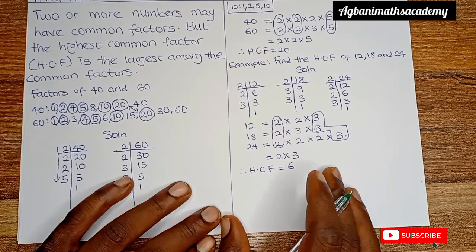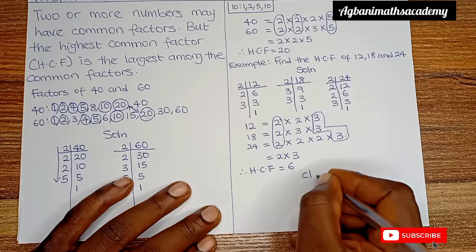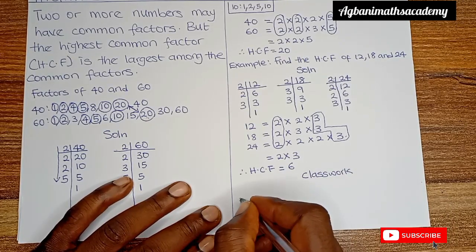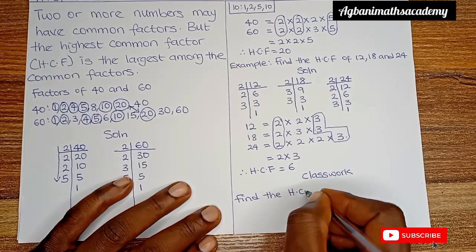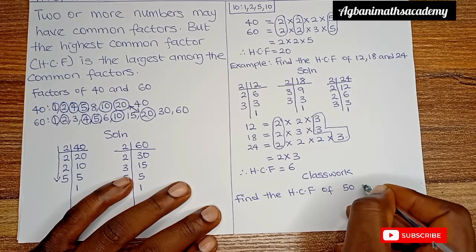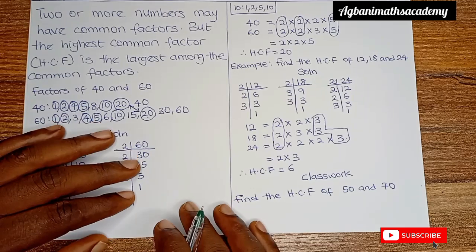I'd like you to solve this simple question and leave your answer in the comment section. So classwork. Find the HCF of 50 and 70. Leave your answer in the comment section.